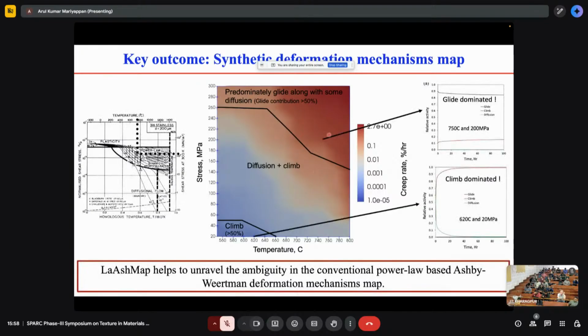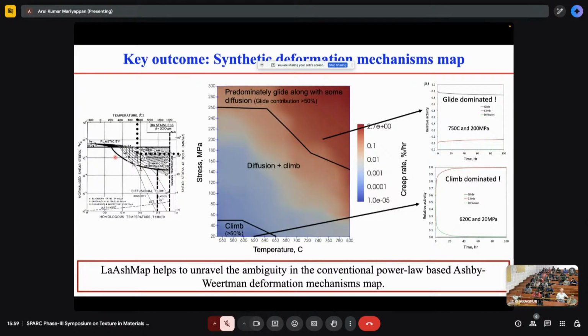For example, if I take a stress and temperature point here, which corresponds to the temperature of 7 degrees Celsius and stress of 200 MPa, the majority of deformation is glide dominated. Whereas if I take this point, at which the stress is 20 MPa and the temperature is 600 degrees Celsius, it is mainly climb dominated. We are able to identify the dominant deformation mode activated at each and every combination of stress and temperature. It is similar to what we have in this kind of deformation mechanism map.